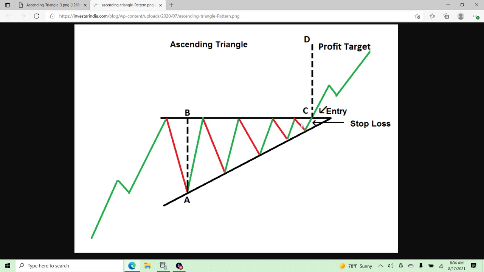And if it breaks down below here, there's a good chance that the stock will drop. That's how sometimes they say it rolls over, so it would be a failed breakout. But yeah, that's the ascending triangle.